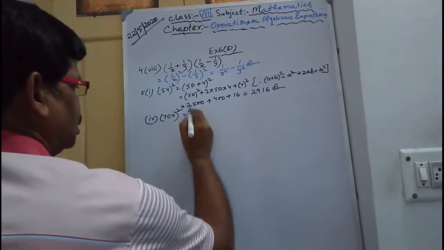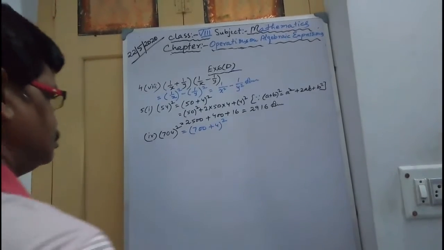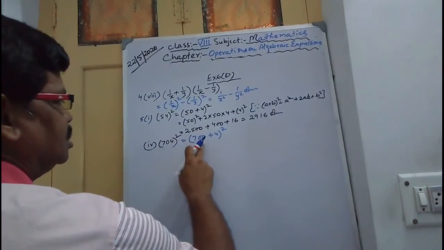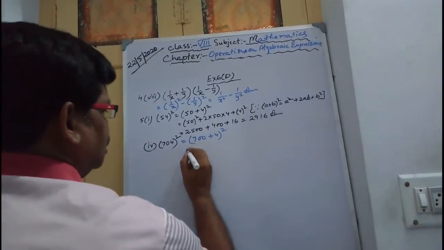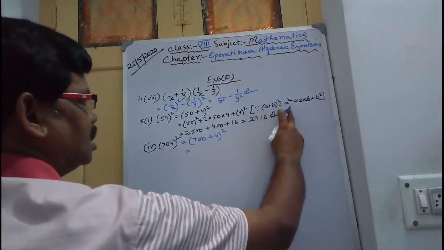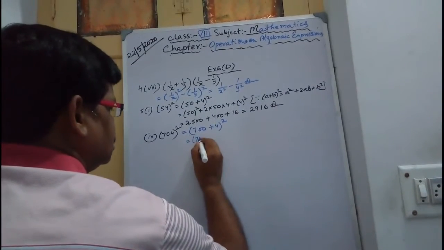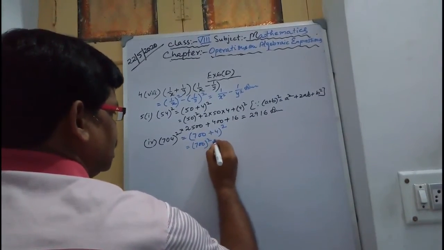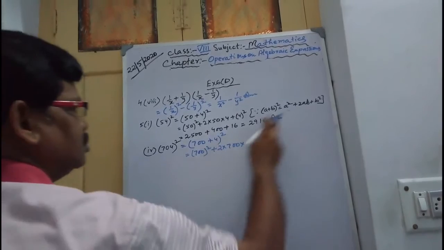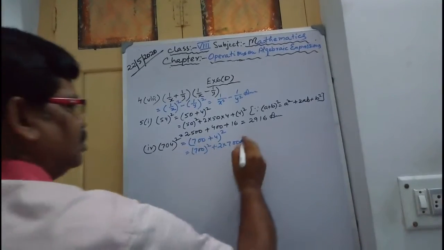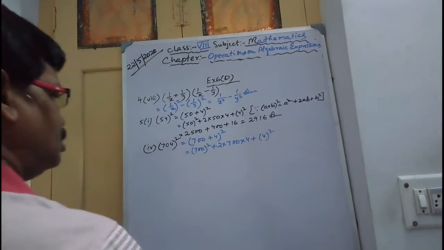So 700 plus 4, 704, that is 700 plus 4. This one is written in this way, (a plus b) whole square. So according to (a plus b) whole square, a square plus 2ab plus b square. In place of a, here is 700, plus 2 into 700 into b, in place of b 4, plus b square, here is 4 square.